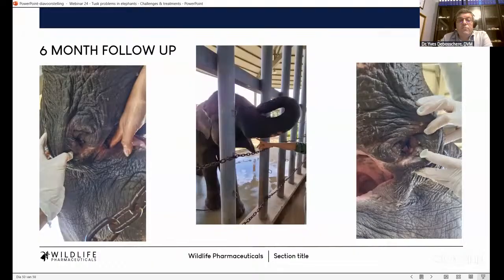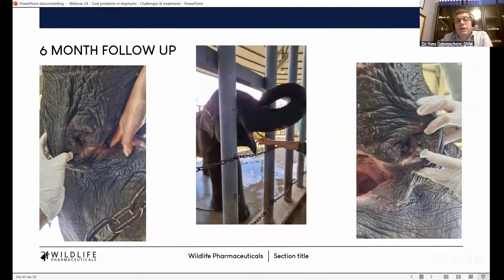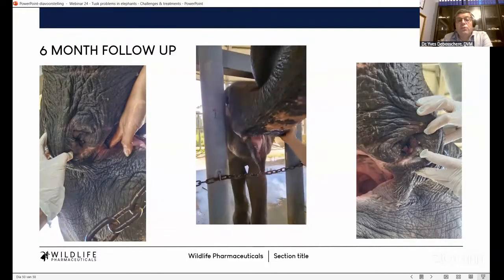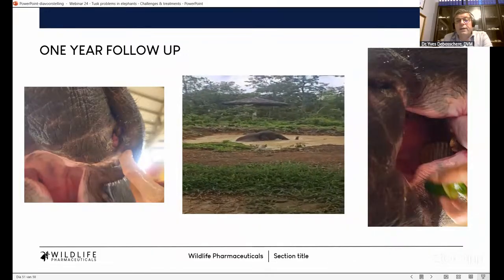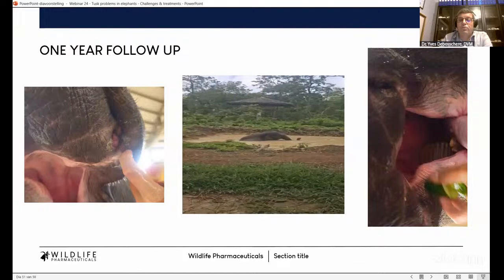The follow-up at 6 months, you can see a small hole on the left and right side, but he's very happy. And then at 1 year, it's almost completely closed, and he is doing well.